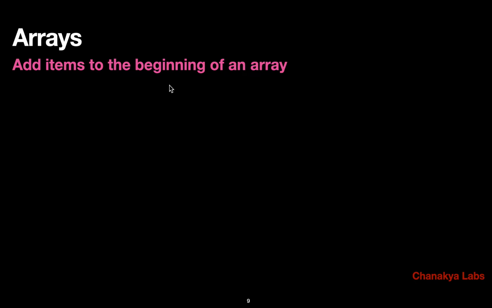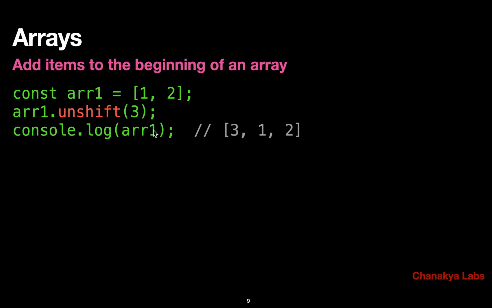Next, adding items at the beginning. We saw how to add and remove at the end, so push and pop. How do we add and remove at the beginning of the array? Firstly, adding at the beginning: the syntax for that is unshift. So if there is an array 1 2, you take that array and do unshift 3, then 3 will be added to the beginning. When you print now, you will get 3 1 2.